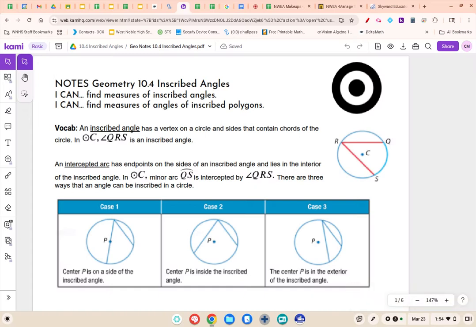Hi guys, today we are learning Geometry 10.4 Inscribed Angles. You guys will be able to find measures of inscribed angles and find measures of angles of inscribed polygons. So first of all, we have some vocab.